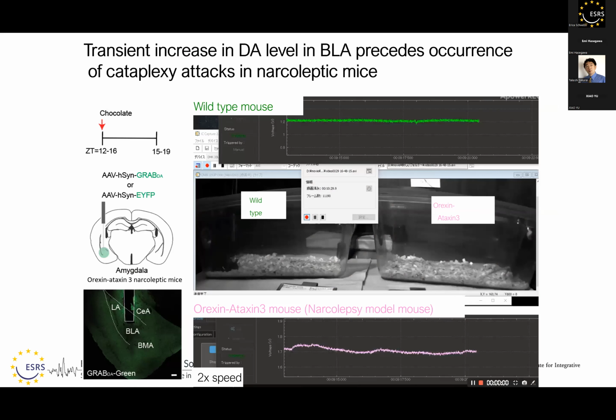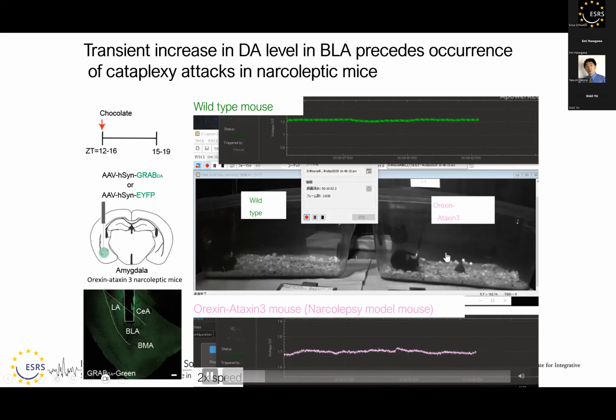We employed a GRAB-DA sensor in the BLA of narcoleptic orexin-ataxin 3 mice, in which orexin neurons are genetically ablated, and installed an optical fiber within the BLA to assess fluorescence in order to evaluate a correlation between DA release in the BLA and cataplexy. To elicit a greater number of cataplexy episodes, the mice were provided with chocolate as a dietary stimulus. Observations revealed transient elevation of DA during chocolate consumption.